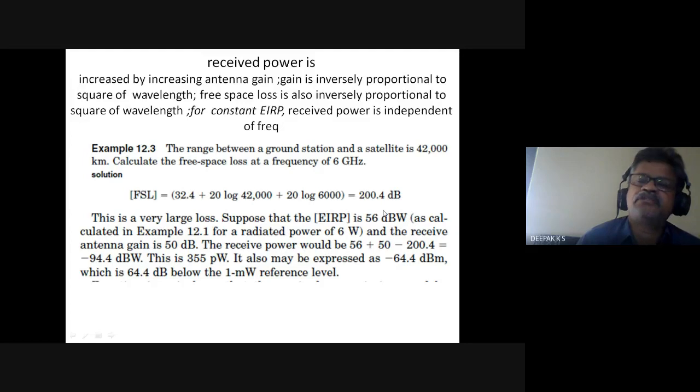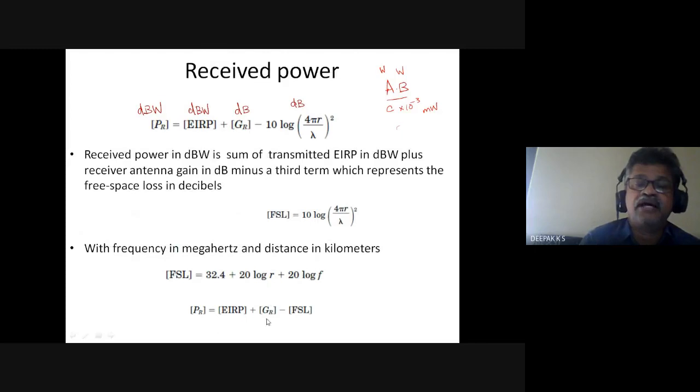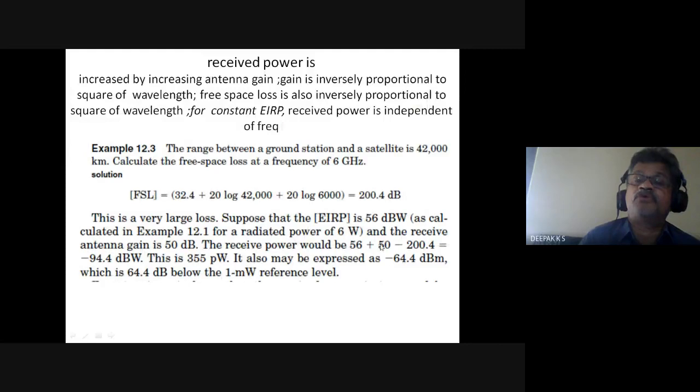Now this is the transmit power, and you have to subtract this, and you have to add the gain. So suppose the antenna gain is 50 dB. So here the receiving antenna has a gain of 50 dB. You are having a radiated power of 56 dBW. This plus this is 106, and you have to subtract this 204, 200, which means it is minus 94 dBW, which can be computed as 355 picowatt.